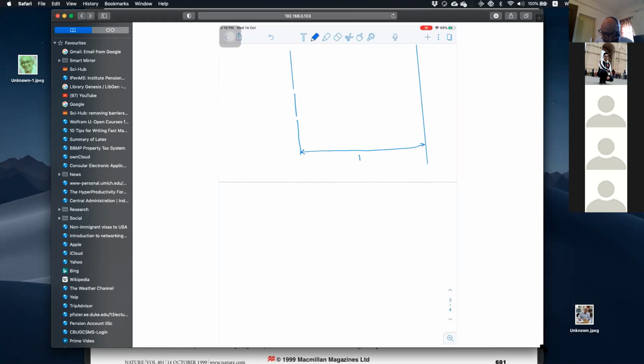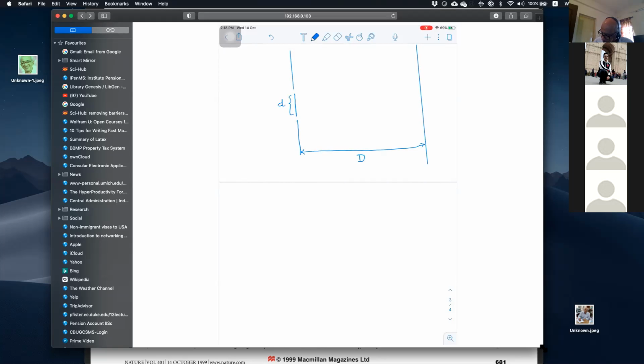denote it by capital D, right? And the separation between the slits, this separation I will denote as a small d.